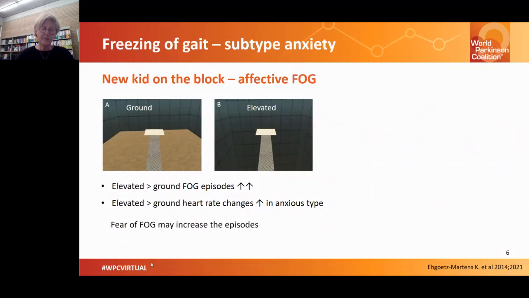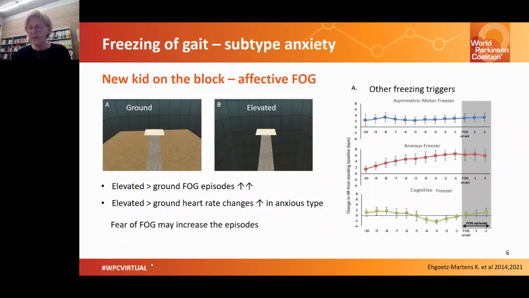Now, this fear of falling and in analogy, fear of freezing may also increase the episodes. And that may be the explanation, or one of the explanations, why patients tend to freeze in their hotspot when they are anticipating on a freeze and starting to experience stress.